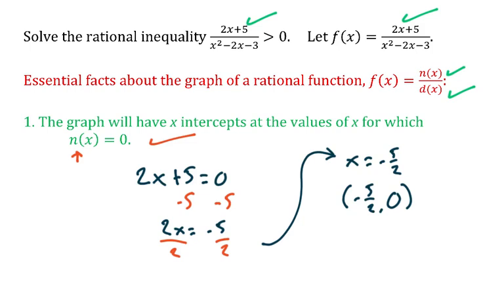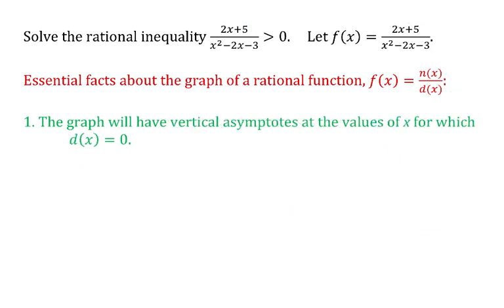When we look at the graph, it's going to be a little bit more useful to realize that negative 5/2 is negative 2.5. So hang on to that thought. That's one essential fact you need to know. And then there is one other, and this is supposed to be 2 here, I'll fix that. The graph of the function will have vertical asymptotes for the values of x for which the denominator is equal to 0.